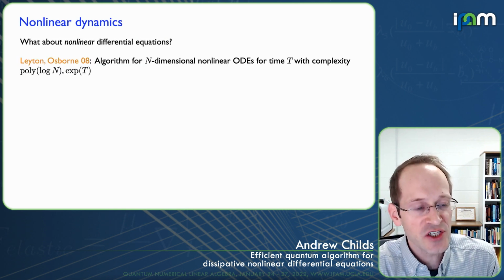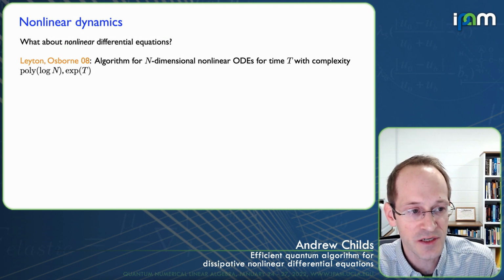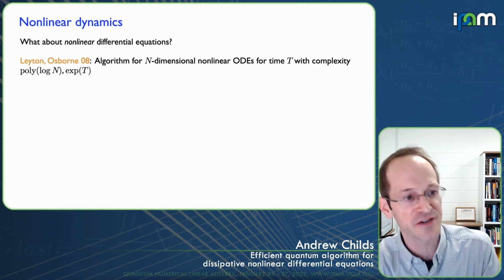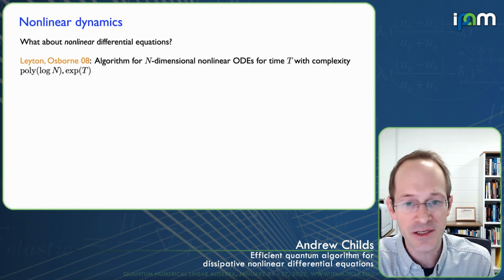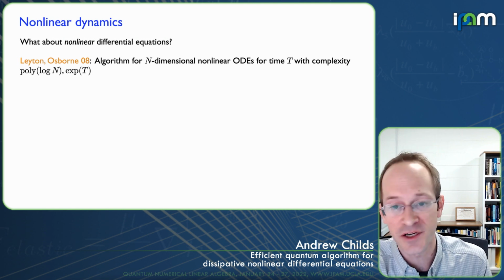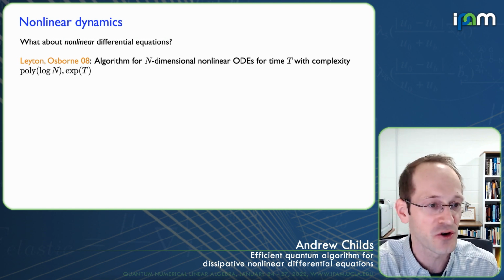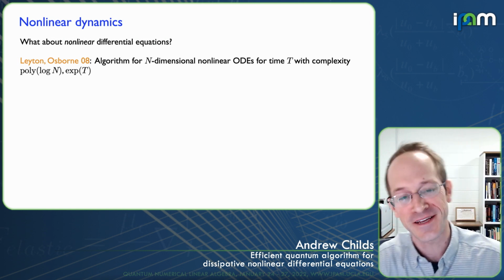Okay, so actually this question was considered very soon after the original quantum linear systems algorithm of Harrow, Hassidim, and Lloyd came out, maybe a month later or something like that. There was a paper on the arXiv by Leyton and Osborne that considered this question, and they actually gave an algorithm for n-dimensional systems of nonlinear differential equations that had complexity polynomial in log n, which is exactly the kind of thing that we're aiming for. So that sounds great.